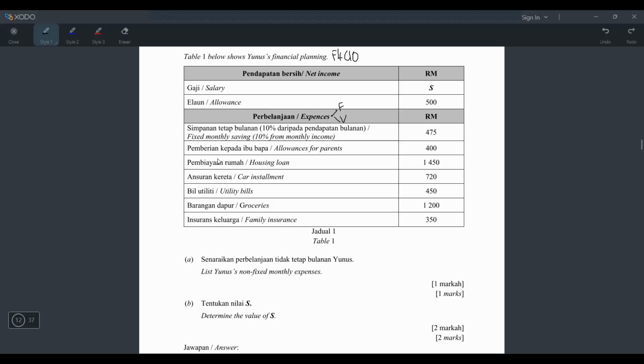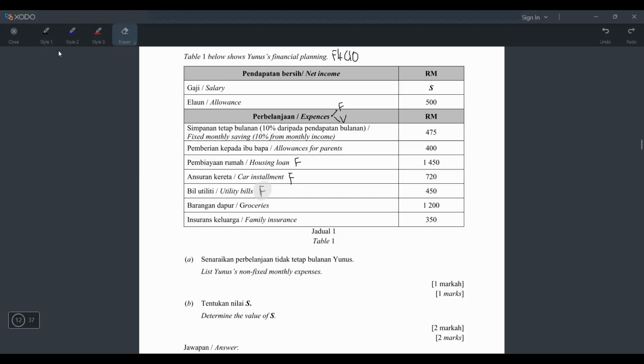So for example, fixed expenses here, we can see that housing loan, like this one, you must pay, right? And there's no discount for it. You cannot try to be careful and reduce the amount for your housing loan. So this is fixed expenses. And then car installment also is fixed. And then utility bills is like the electricity bill, all those things. Yeah, it's fixed. Oh wait, no, right?